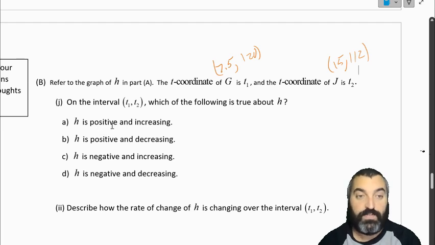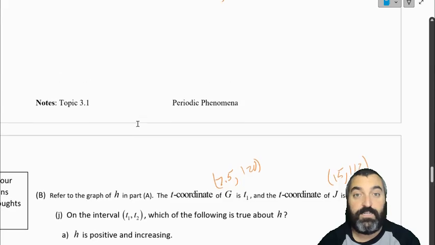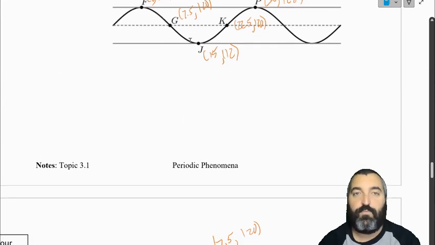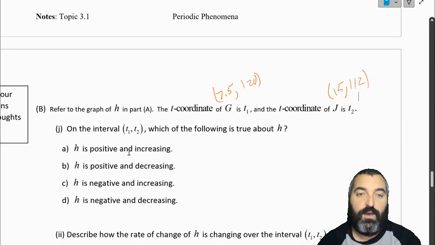And I'll let you know they're always going to ask this same question, or it's going to have these same answer choices. It might be different points, so you just have to pay attention to it. So here, H is positive. Okay, so it is positive because the Y values are positive here. And it stayed positive, right? This never went to the negatives.